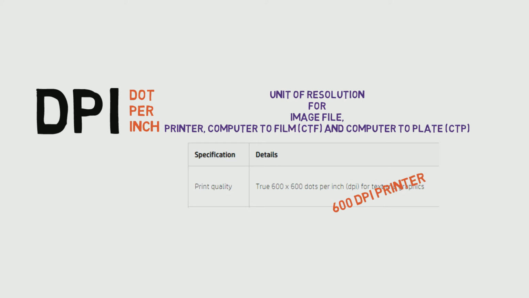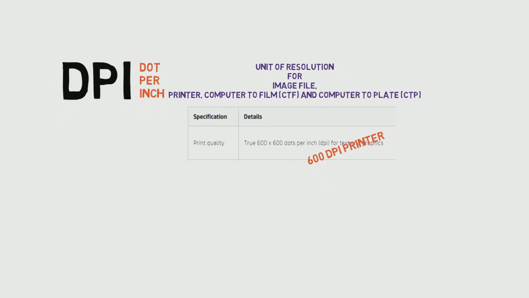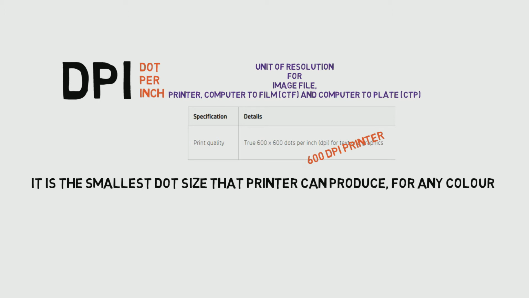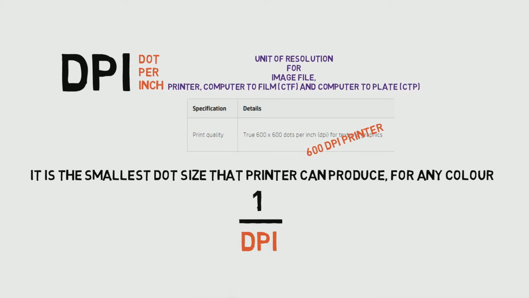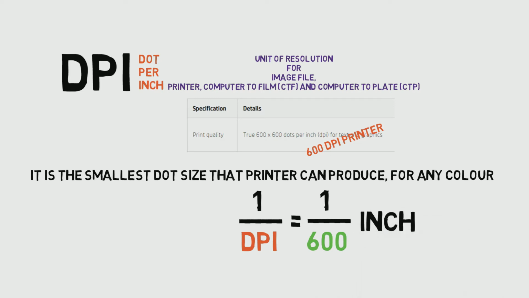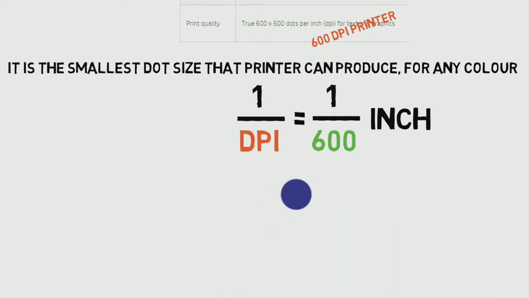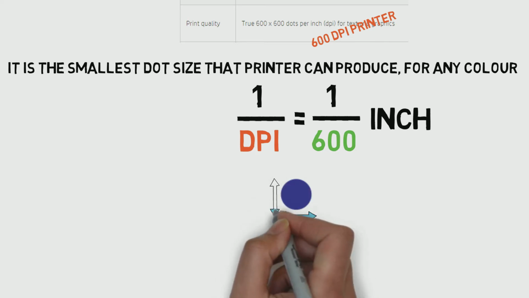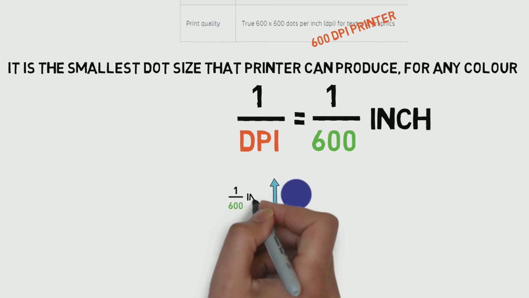So what does DPI represent? It represents the smallest dot size that a printer can produce for any color. So how small is it? It's easy. We divide 1 by the DPI value. For this example, we divide 1 by 600. So for a 600 DPI printer, the smallest dot that it can produce with any color is 1/600 of an inch. The smallest dot should have 1/600 of an inch for its width and 1/600 of an inch for its height.